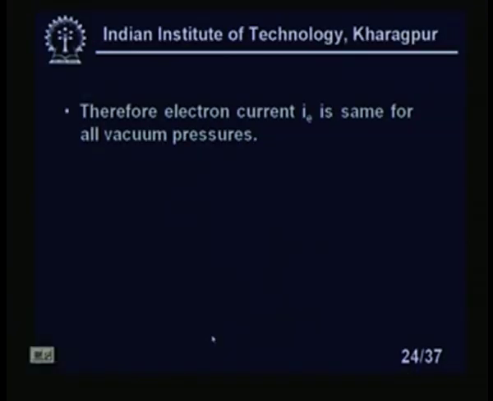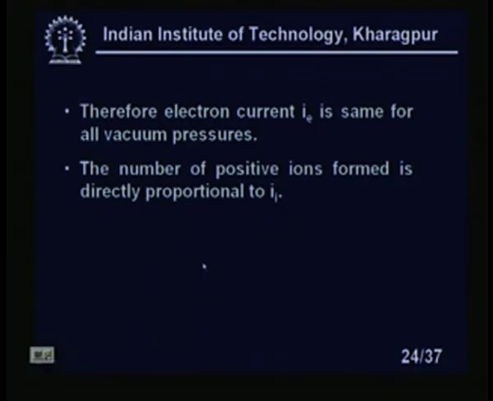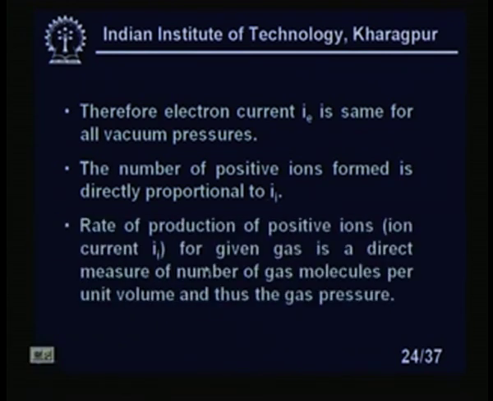Therefore, electron current I_E is the same for all vacuum pressures. This is a great advantage. We will see the expressions. The number of positive ions formed is directly proportional to I_I, the ion current, I am giving it the name I_I. The rate of production of positive ions, or ion current I_I, for a given gas is a direct measure of the number of gas molecules per unit volume and thus the gas pressure, right.